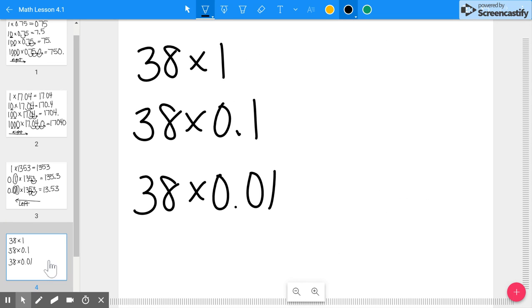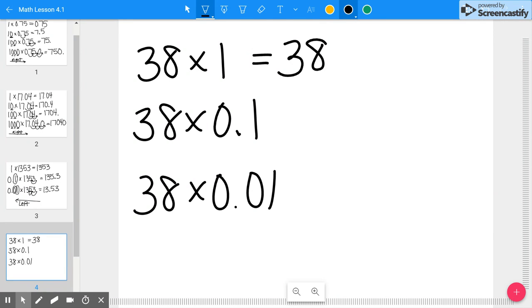Let's look at one more. I have 38 times 1. I know any number times 1 is always going to be itself, so I'm going to keep it at 38. Now I have my decimals, my 10th and my 100th, on the right side. You're going to do the exact same thing. It's the exact same thing as the problem that we focused on prior to this one.